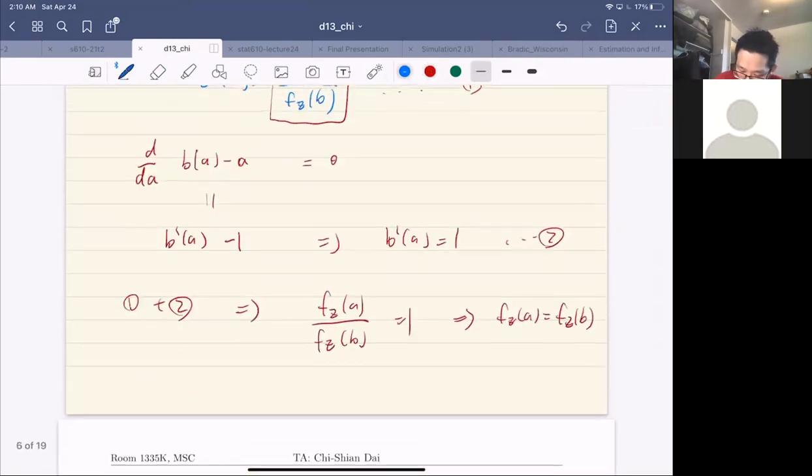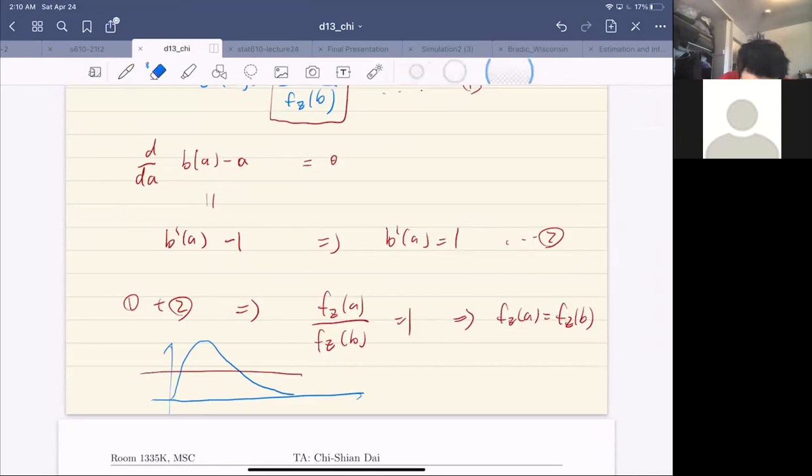So you can draw a graph like the density of Z will look like this. And we want to find a truncation line such that the sum of the left tail and right tail is alpha. Such that we can say this area is 1 minus alpha.